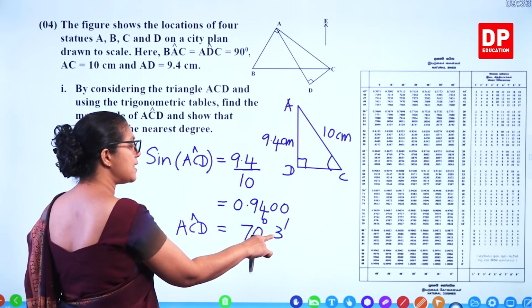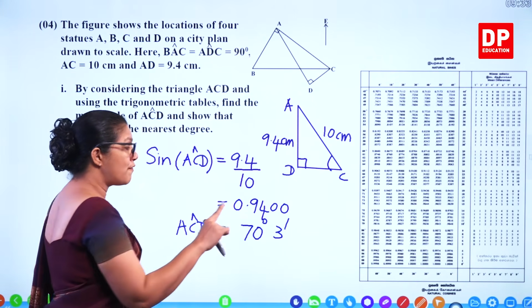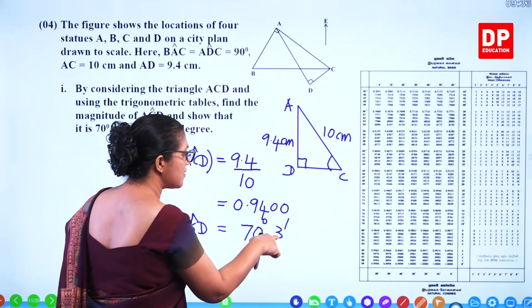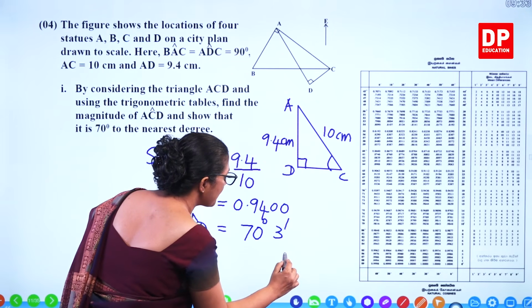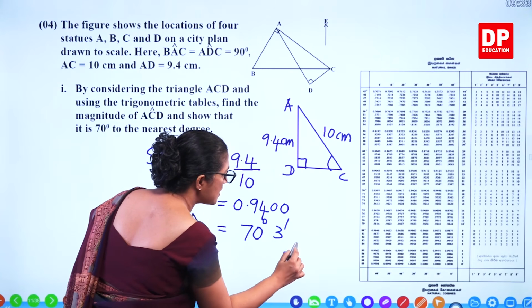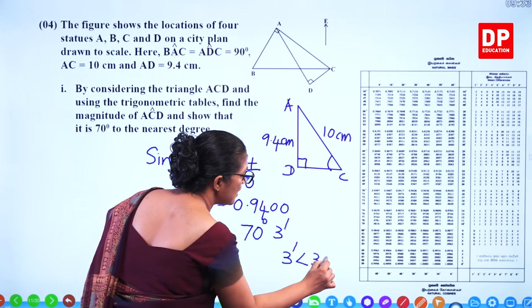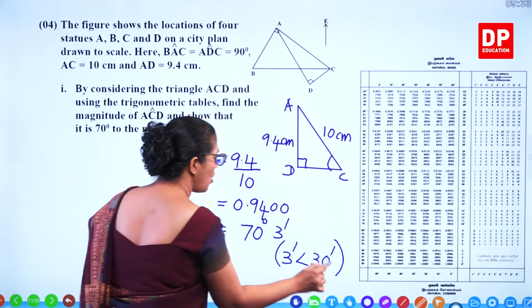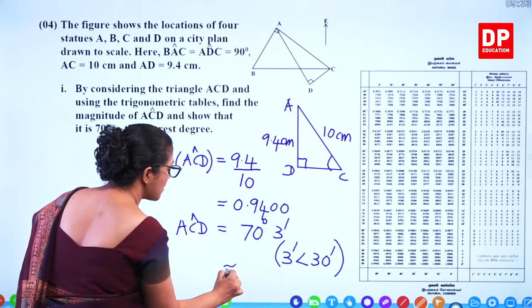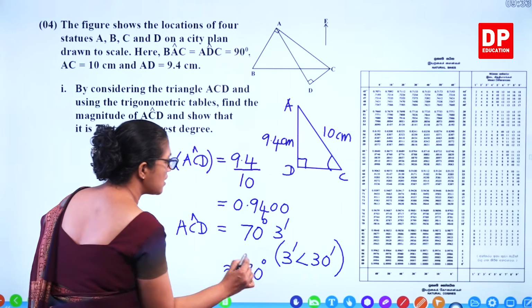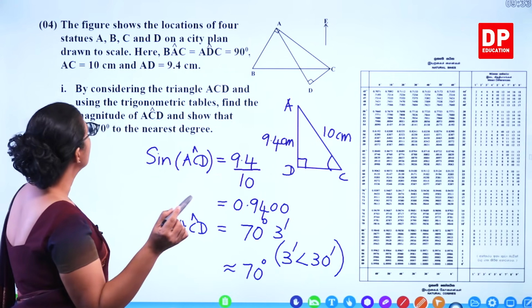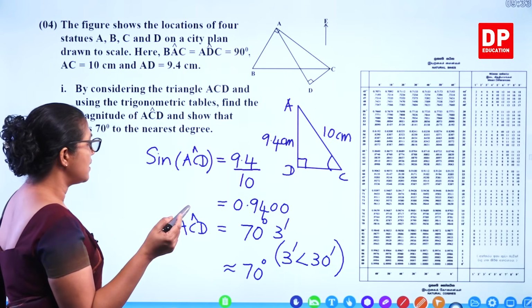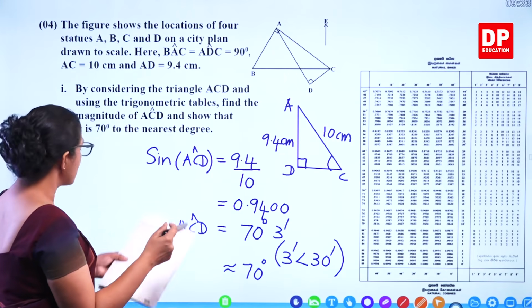Now this is in minutes. So if this is more than 30, we add 1 to that. So this is just 3. So you can write, 3 minutes is less than 30 minutes. So we don't add 1. Because of that, we can say this is approximately 70 degrees, not 71. So that's what you need to show, to the nearest degree, that's 70 degrees. So that's the first part.